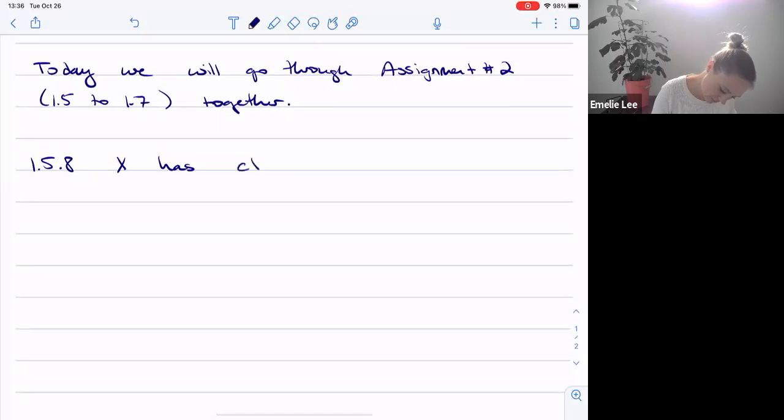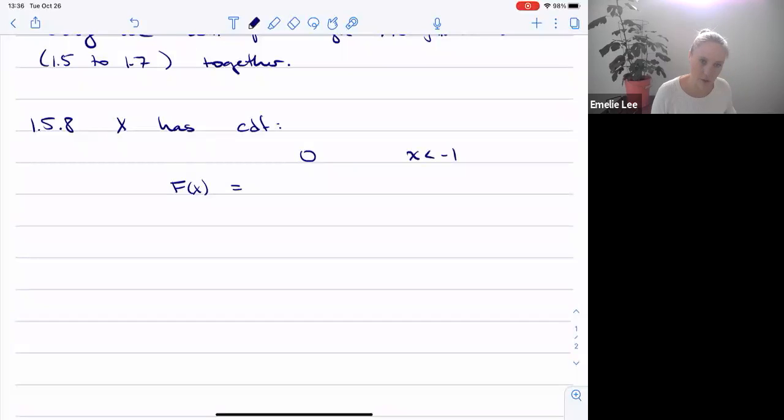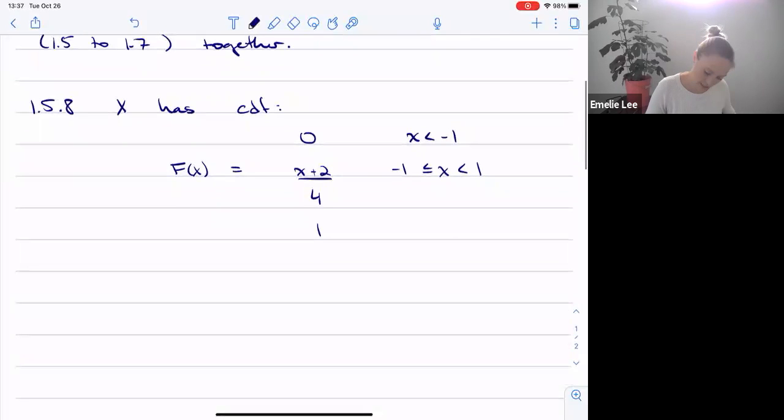Okay, and so X has, I'm going to paraphrase the question a little bit, X has CDF f of X. It's going to be 0 if X is less than -1. It's going to be X plus 2 over 4 if X is greater than or equal to -1 up to 1, but not including 1. And then it's going to be 1 if X is greater than or equal to 1. Close that up in curly brackets, and we've got our CDF.